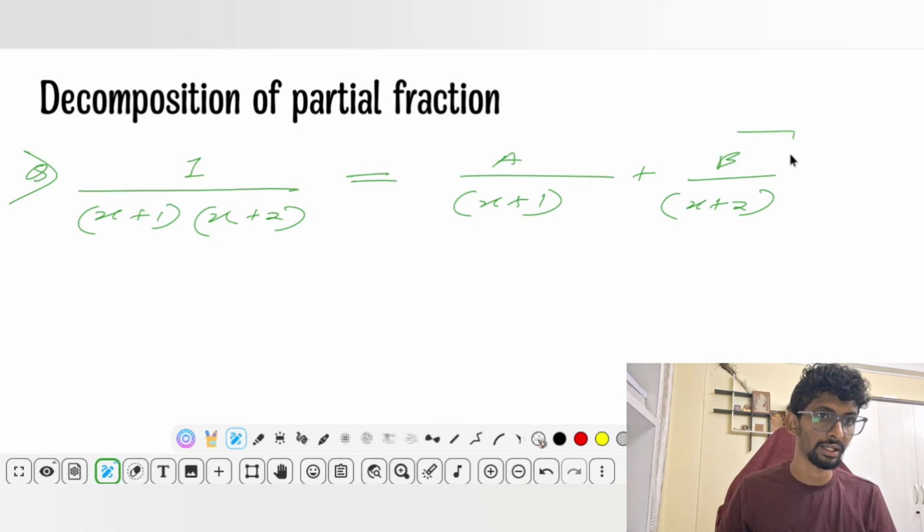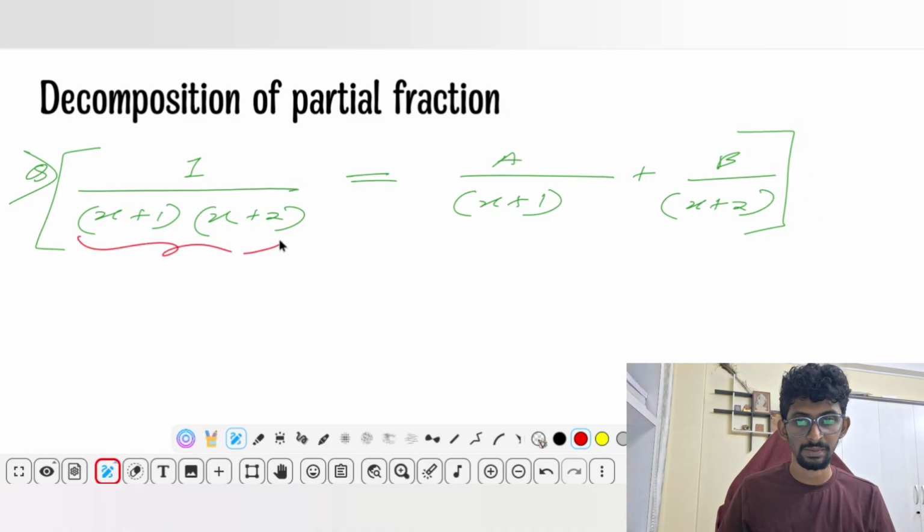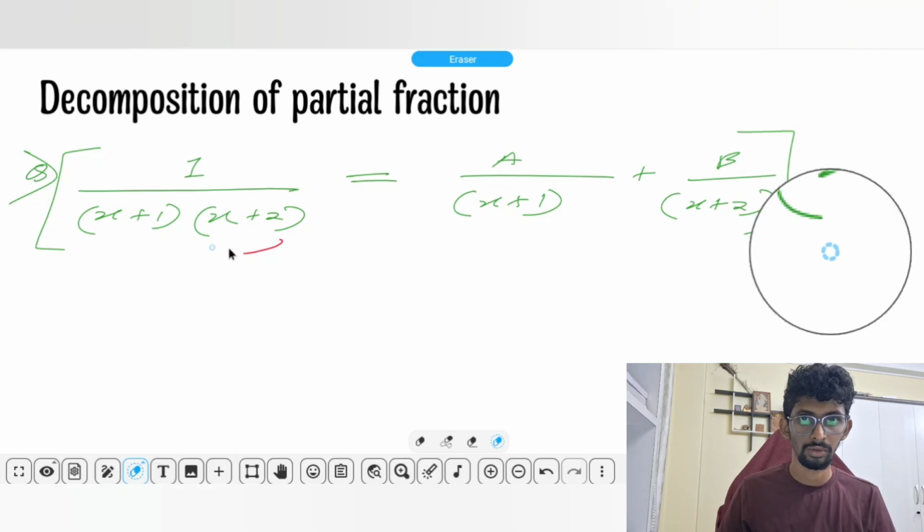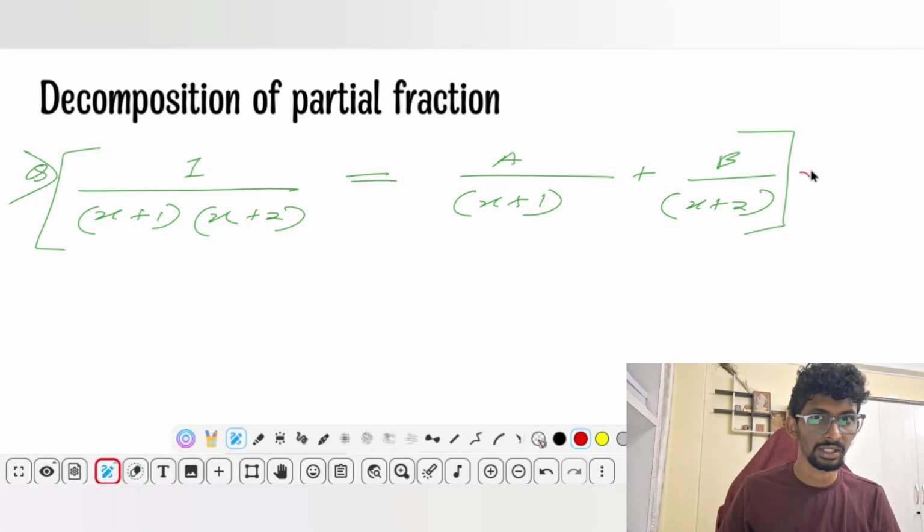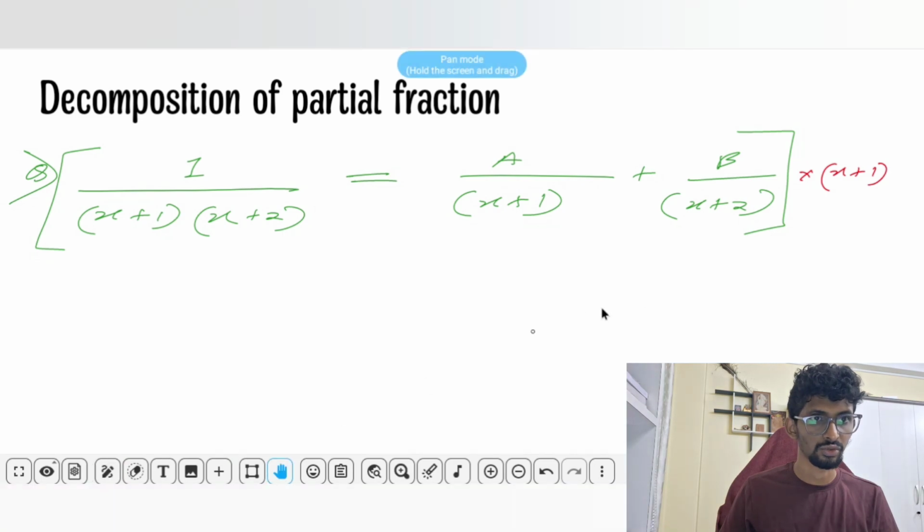So how to find that? We will multiply this equation by this part, that is x plus 1 times x plus 2. So let me write it, times x plus 1 times x plus 2.